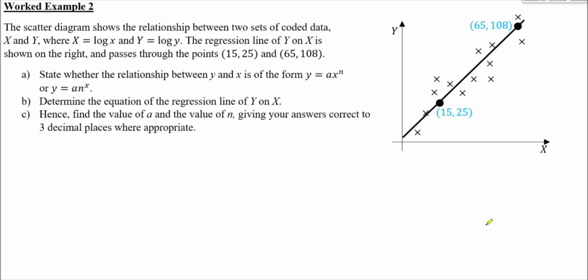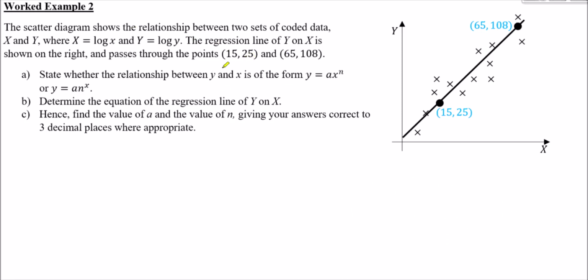It shows a relationship between two sets of coded data which are related to each other. I've called these big X and big Y, which are plotted, and this is coded data that's been plotted. So big X equals log of small x and big Y equals log of small y. The regression line, essentially the calculated line of best fit of y on x, is shown on the right. This is the regression line in bold black, and it passes through the points 15, 25 and 65, 108.